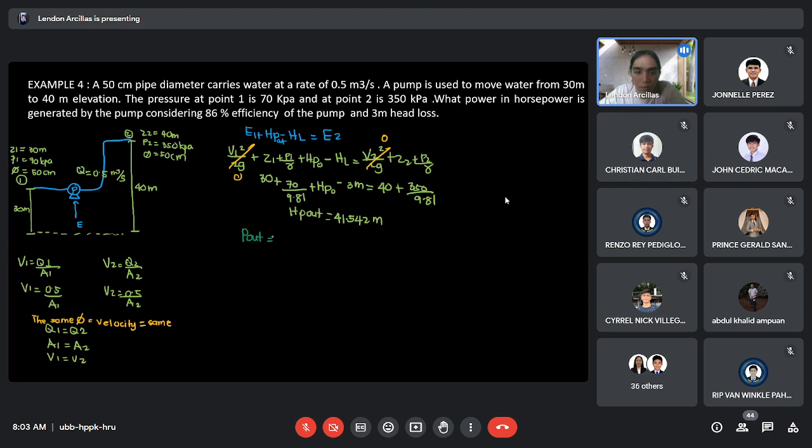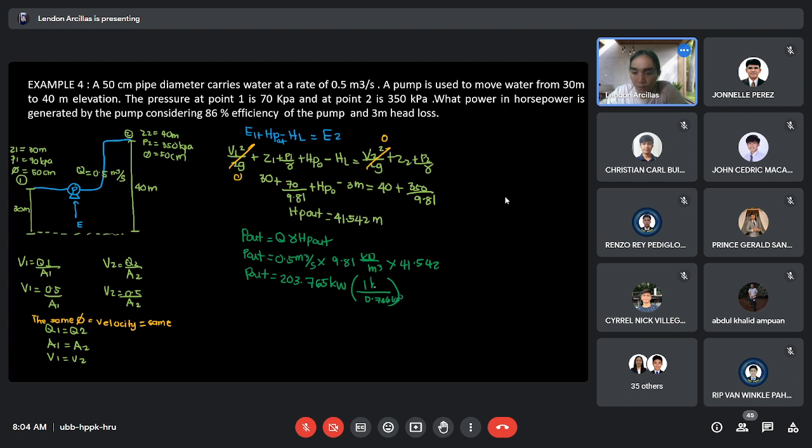So that is Q times the specific weight times the HP out. Since we're solving for P out, we now use the HP out. P out is 0.5, the discharge, times the specific weight of water, 9.81, times HP out of 41.542. So P out here is equal to 203.765 kilowatts. The problem says in horsepower, so we just convert this to horsepower.